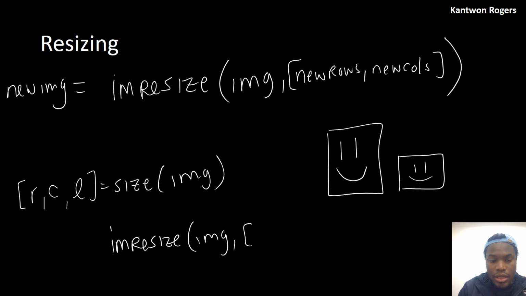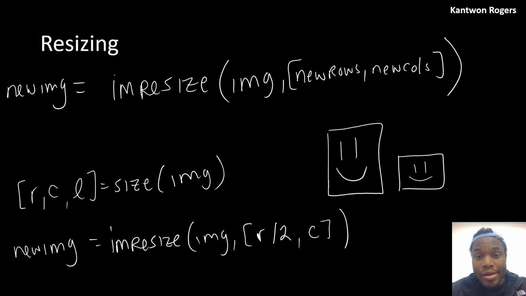And so now the new number of rows that I want will be, and let's assume that there's an even number of rows and columns, my R divided by 2. And the new number of columns that I want will be the same as the original, so I'll just keep that as C. And then in this case I get back this new image, and it'll be a nice smushed version. And we'll do an actual example with this on the next slide.